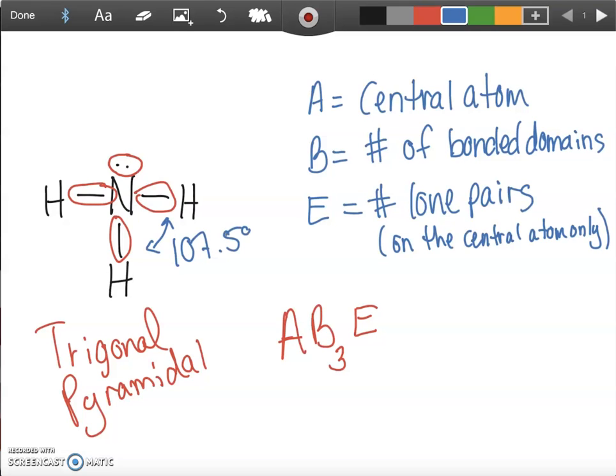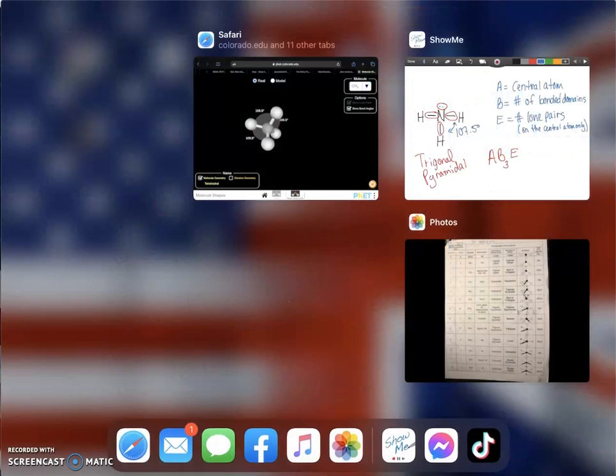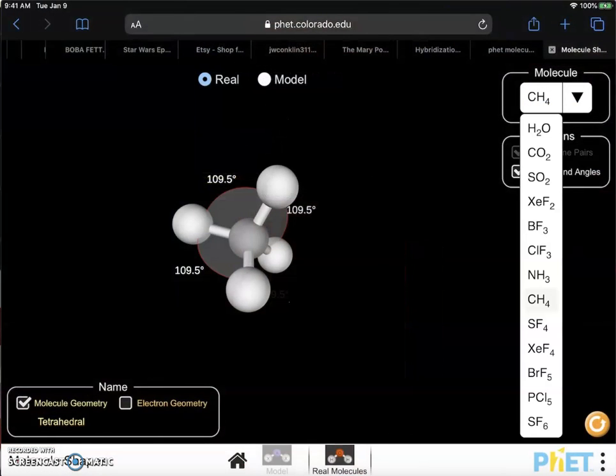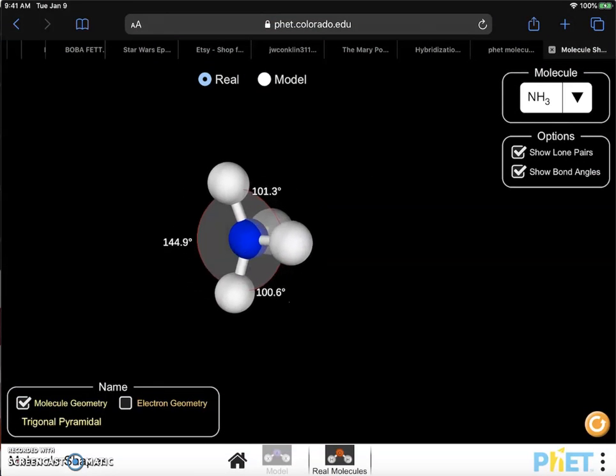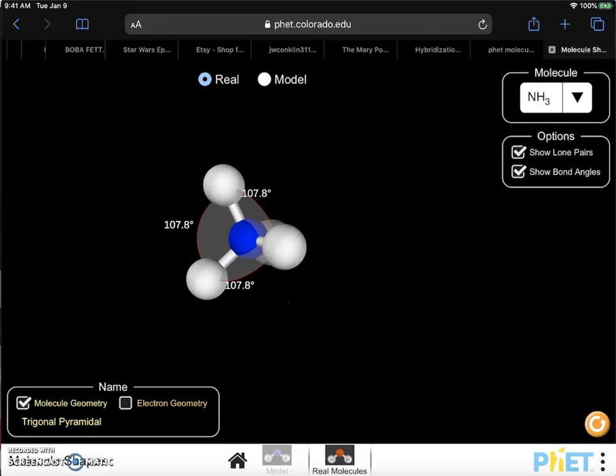Let's verify that with the simulator. Yep. Now this one's saying 107.8. Remember I said give or take maybe 0.3 of a degree because everybody's figures might be a little bit different, but it's well within the margin of error. And we can see that the molecular shape down here on the lower left-hand corner is in fact trigonal pyramidal.